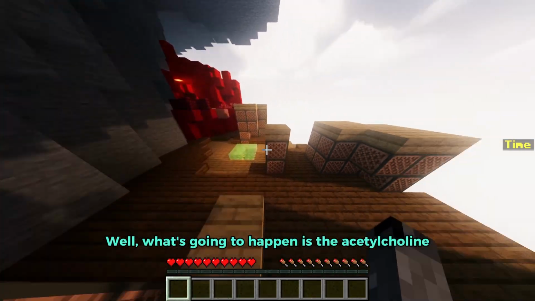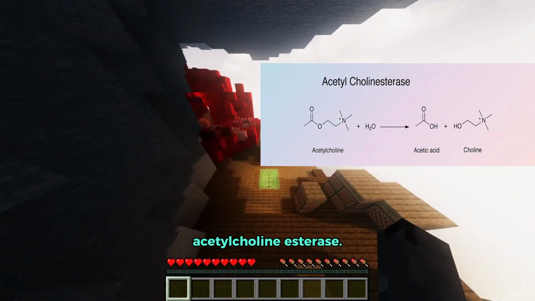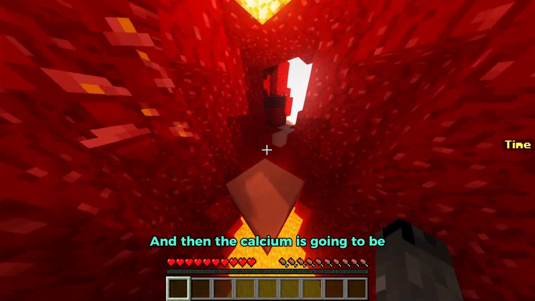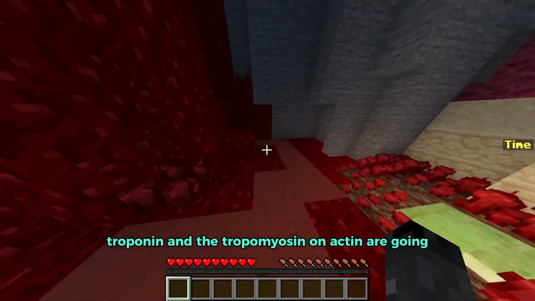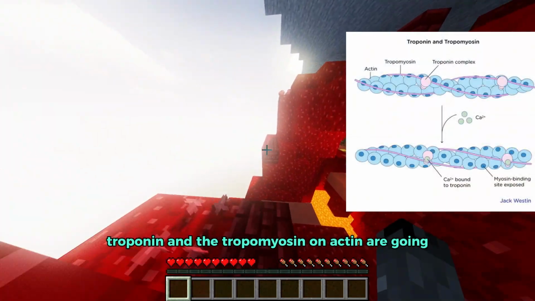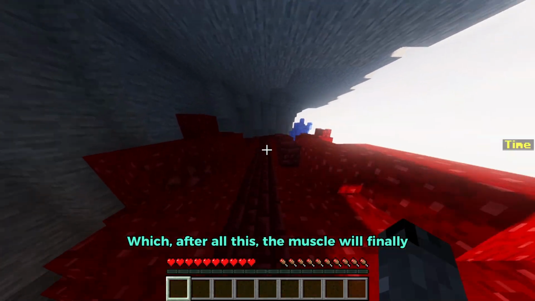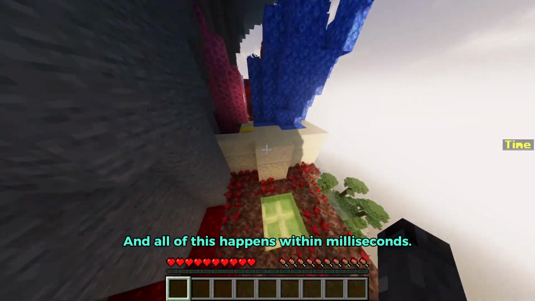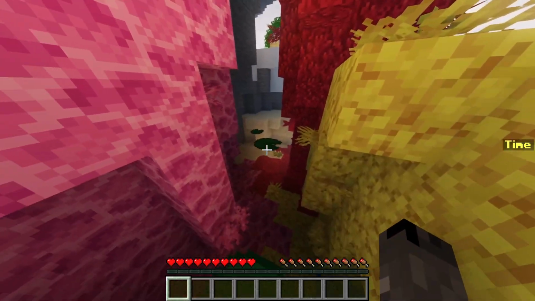Okay, so now I bet you're wondering, what happens when you stop sending a signal to the muscle? Well, what's going to happen is the acetylcholine will be broken down by an enzyme called acetylcholinesterase, right? And then the calcium is going to be pumped back into the sarcoplasmic reticulum, and the troponin and the tropomyosin on actin are going to return to their original positions, which after all this, the muscle will finally relax. And all of this happens within milliseconds. It's insane how quick all of this happens.